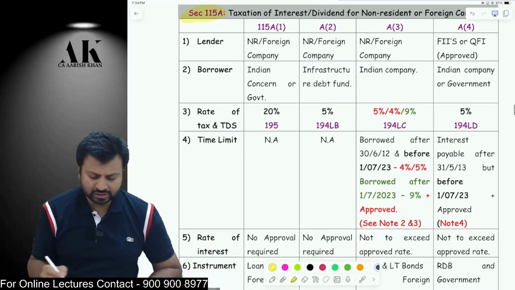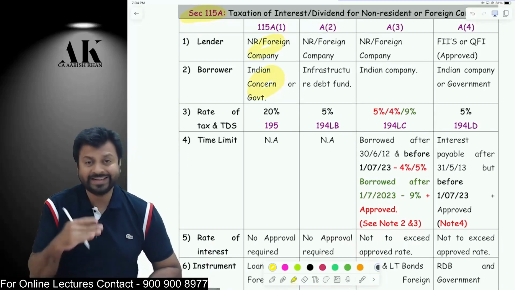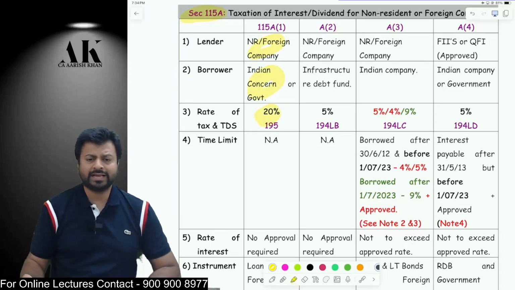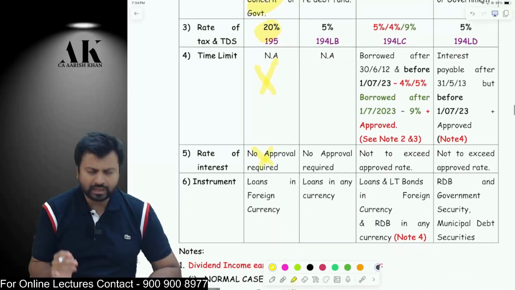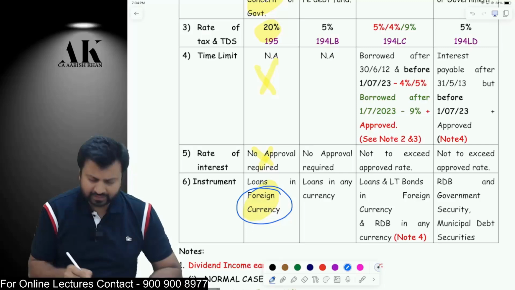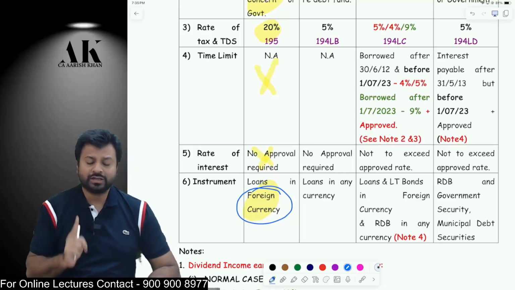In the very first category of interest, the lender is a non-resident or foreign company, the borrower is an Indian concern or government, and the rate of TDS will be 20%. The interest will be taxed at 20%. There is no time limit. Even today you can get the benefit, and there is no need to take any approval from anybody, but the loan has to be in foreign currency. You have to be very careful with the first section. If you want to get covered in the first section, the loan has to be in foreign currency.